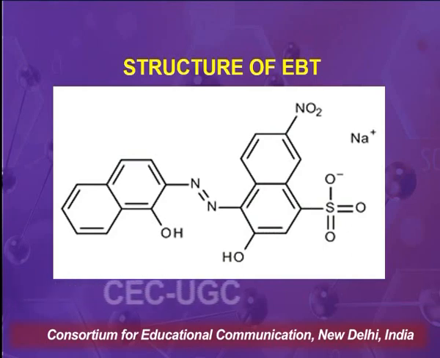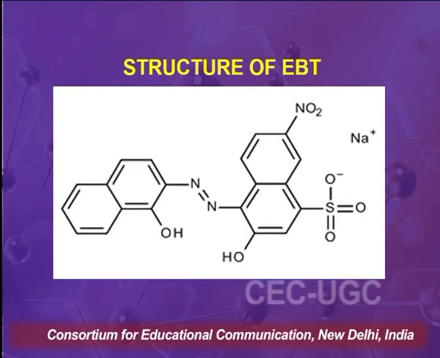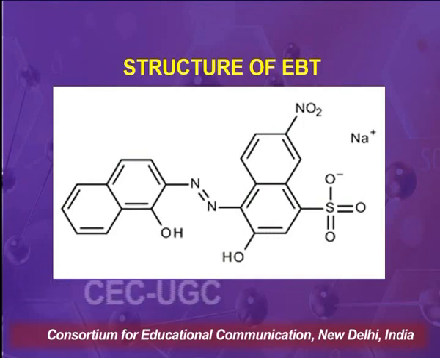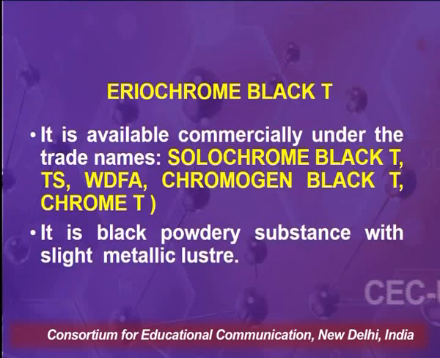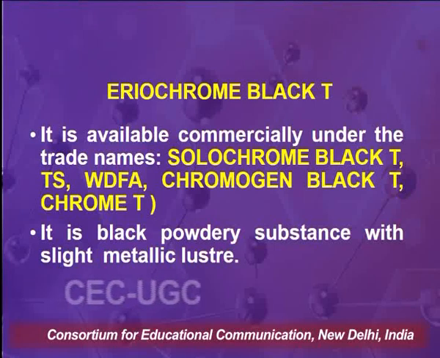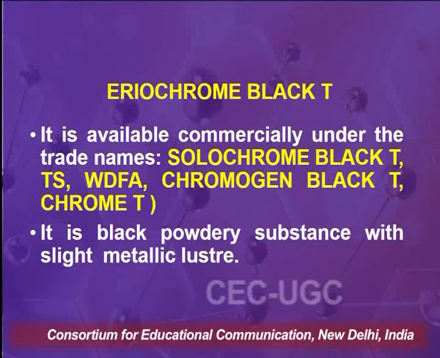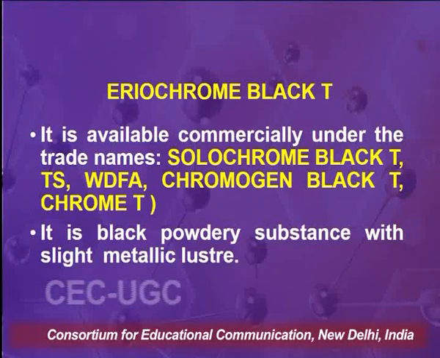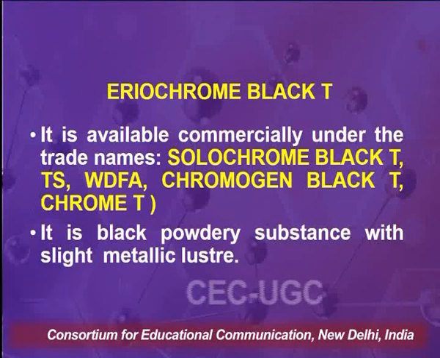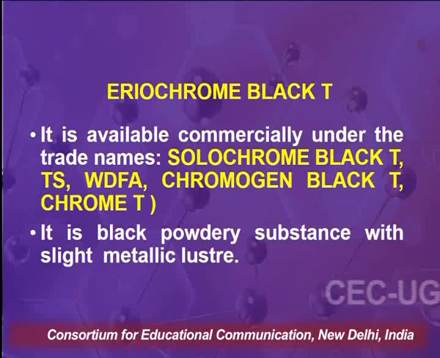As we can see, there is one sulfonic group which is always in the ionized form, and there are two dissociable protons of the phenolic groups. They are required as and when they are dissociated. Eriochrome black T or EBT is available commercially under the trade names solochrome black T, TS, WDFA, chromogen black T or chrome T. It is a black powdery substance with a slight metallic luster.